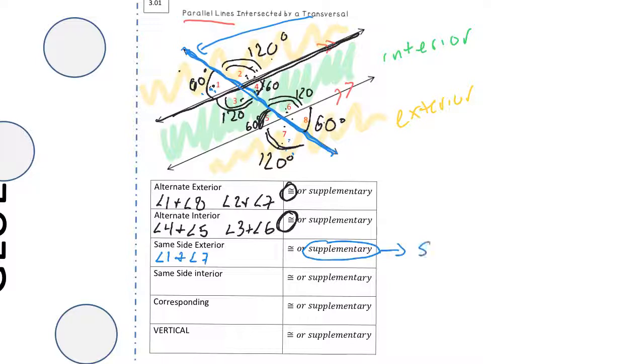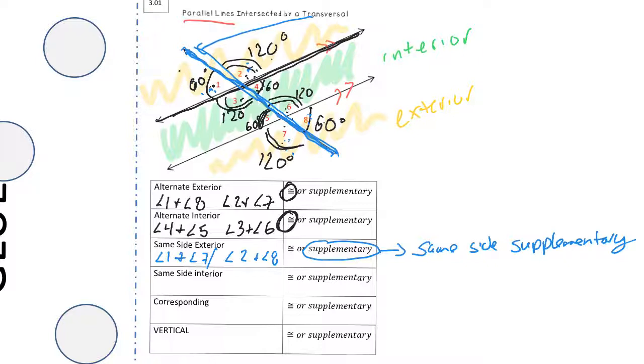And the way I remember this is same side, supplementary. All S's. Makes it a little easier. Now, same side interior. Oh, there's one more same side exterior. I said 1 and 7. I could also choose 2 and 8 because those are on the exterior and the same side of that blue transversal. So also angle 2 and angle 8.